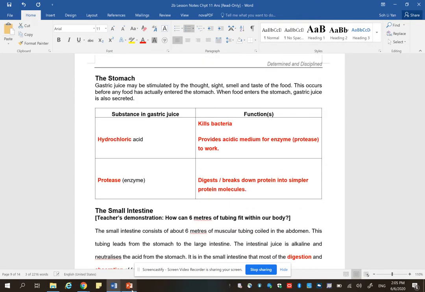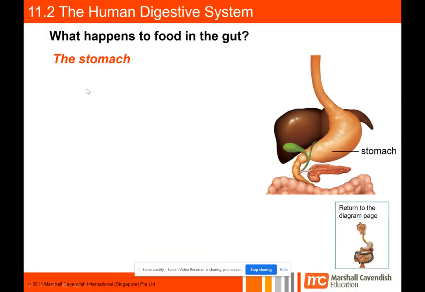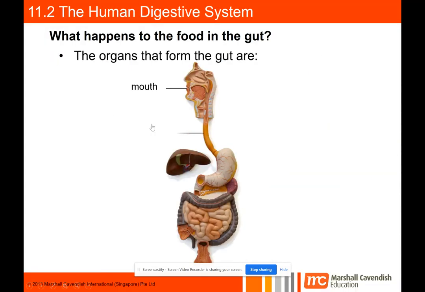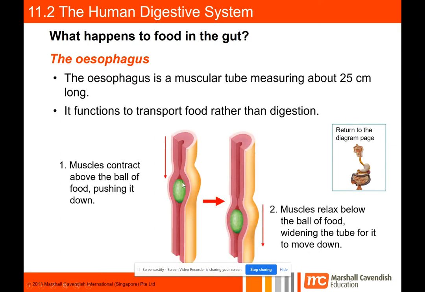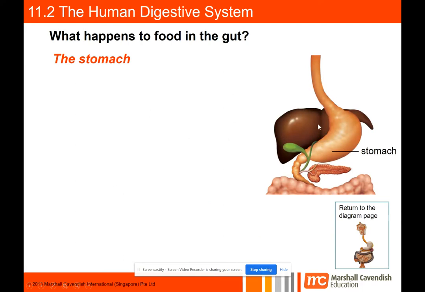Okay. Before I bring you to the stomach, let me show you this. This one, the esophagus. Just now I was talking to you about this muscular tube, right? So the muscle above the bolus of food will contract. Then this muscle here surrounding food will relax. After that, this region of the muscle will contract. It will contract. And the next part of this muscle will then relax. So it's a series of contraction, relaxation to push the food down. Okay, so now we move on to the stomach.